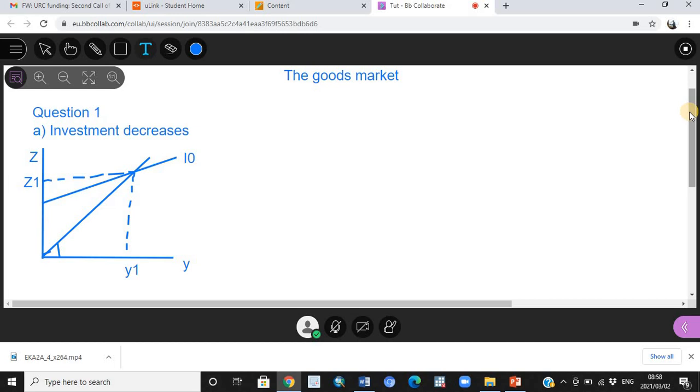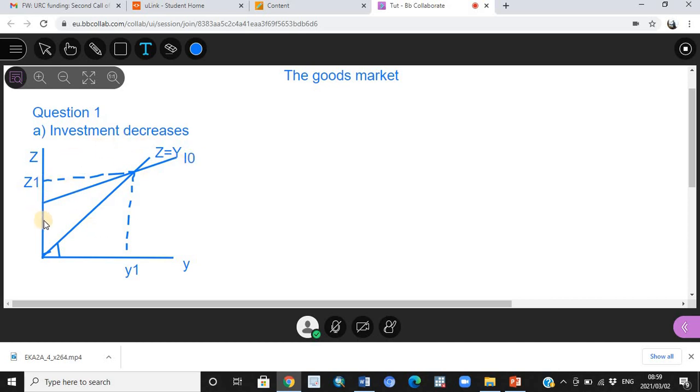All right. So as you can see, here we've got our graph where ZZ is equal to Y. In other words, production is equal to income, or demand is equal to production, aggregate demand. So if they say investment decreases, what does it mean? First, we have our original investment here, which we call I0.